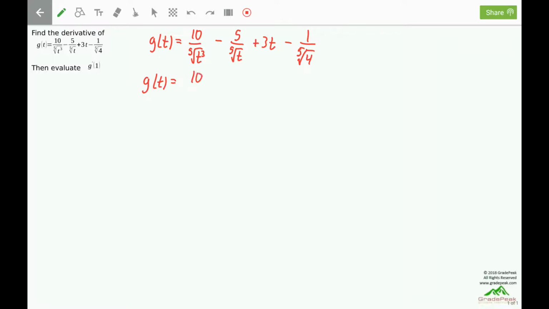G of t is going to be 10 over the fifth root of t cubed, t to the 3 over the fifth root, 3/5, minus 5 over the fifth root of t to the first power, t to the first power over the fifth root, t to the 1/5, plus 3t, and then minus 1 over the fifth root of 4.